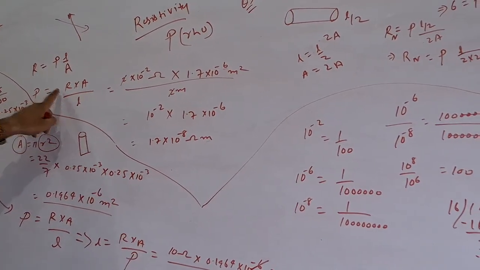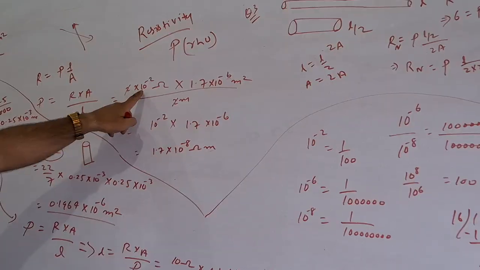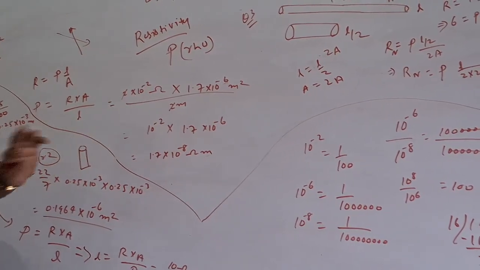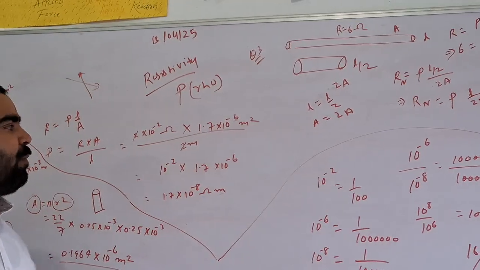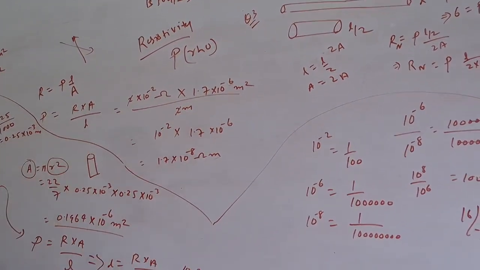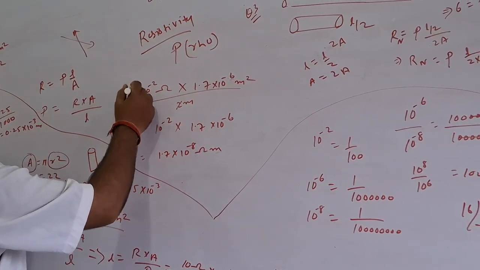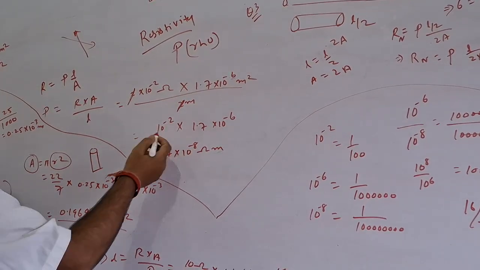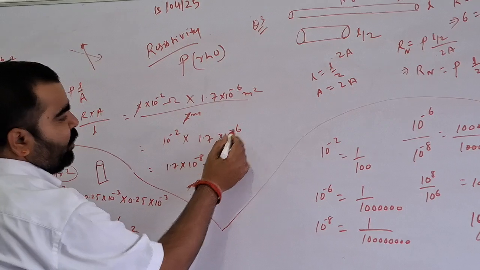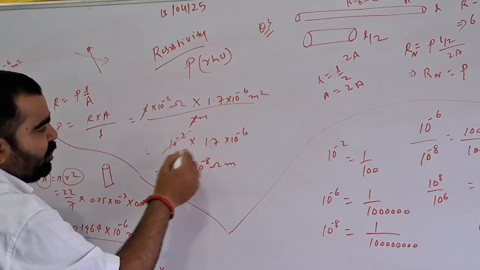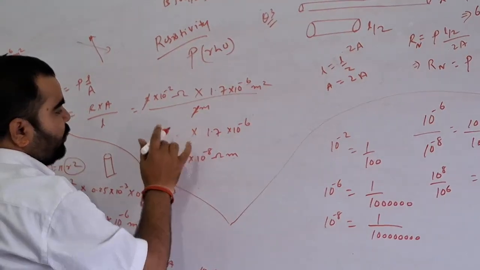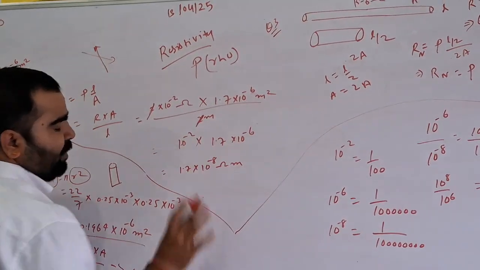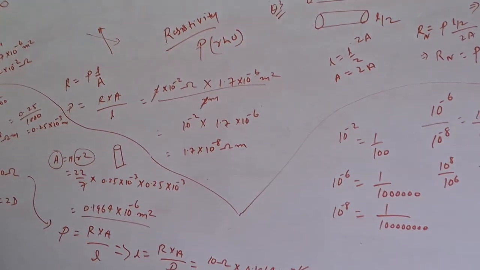Now you have the data: R is equal to 2 into 10 to the power minus 2 ohm, into 1.7 into 10 to the power minus 6 meter square, divided by L, the length, that is 2 meter. Now cancel out the 2 and 2. What is left here? 10 to the power minus 2 and 1.7 into 10 to the power minus 6. The powers cannot be divided.